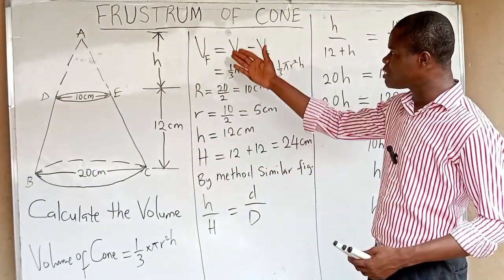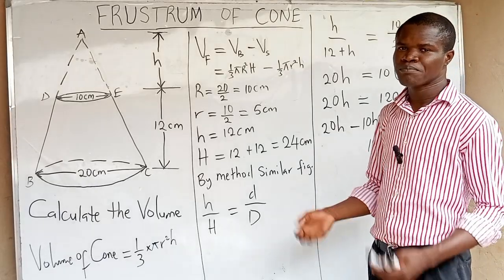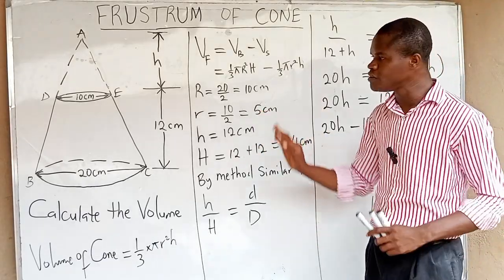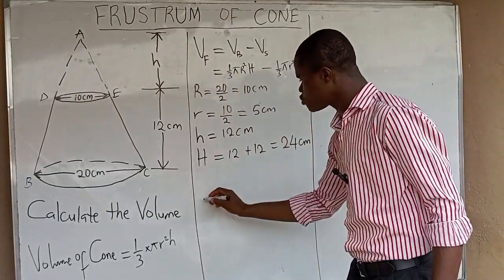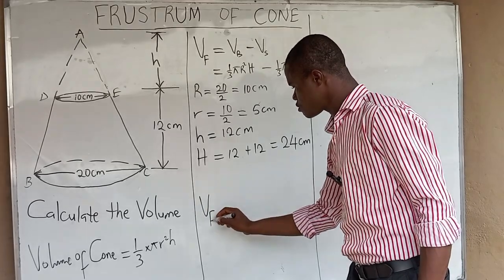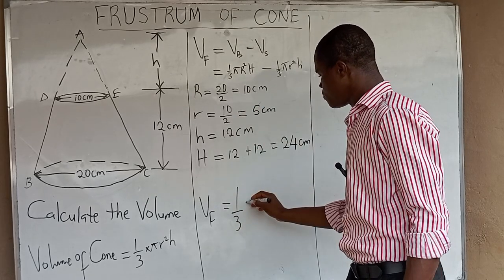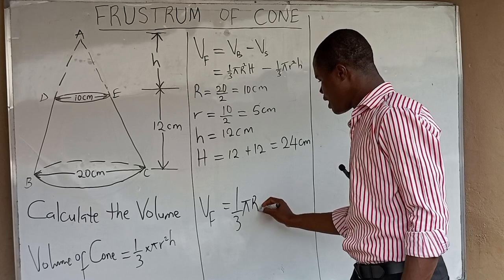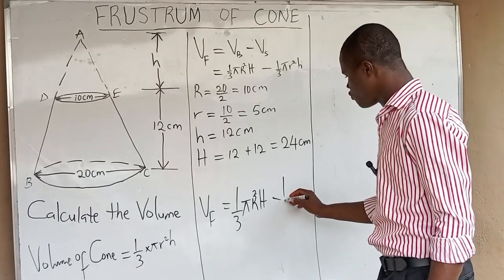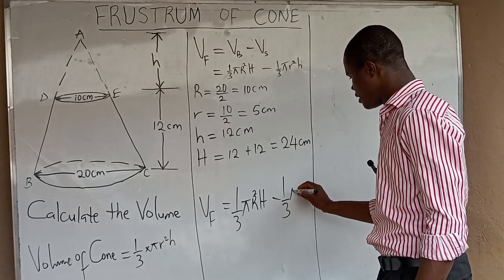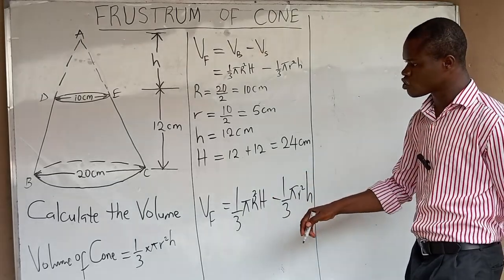Now that we have gotten all the parameters in the formula we need, the next thing is just to simply substitute. Let's just carefully replace them. Okay, so remember the formula. Volume of the frustum is equal to 1 over 3 pi big R square h minus 1 over 3 pi small r square h. So let's now substitute carefully.